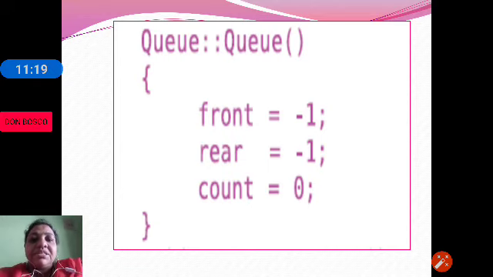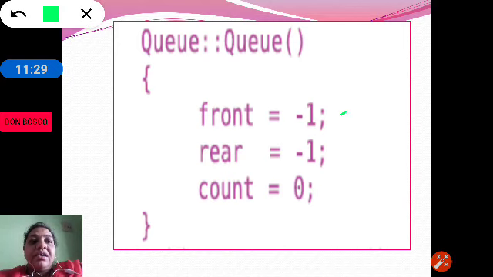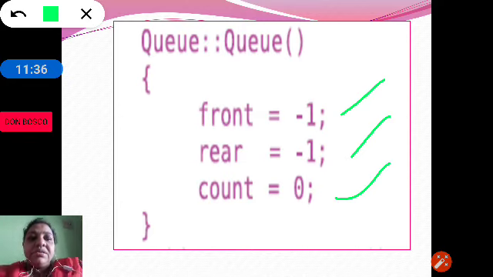Initially means starting. The queue will be empty. Later on we will add the elements. So to create an empty queue, we are initializing front and rear to -1, and count, as till now we have not added any elements, will be 0. As soon as you create a queue, there will be no elements, so count will be 0. After adding the elements, we will increment count.